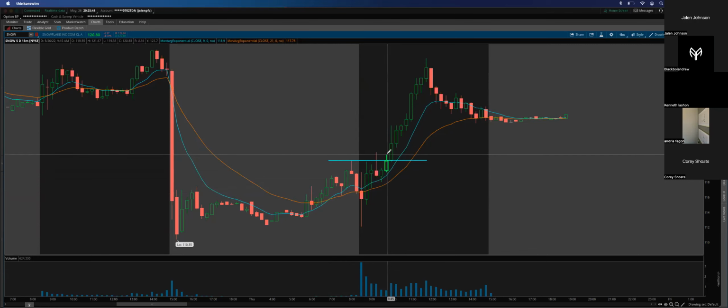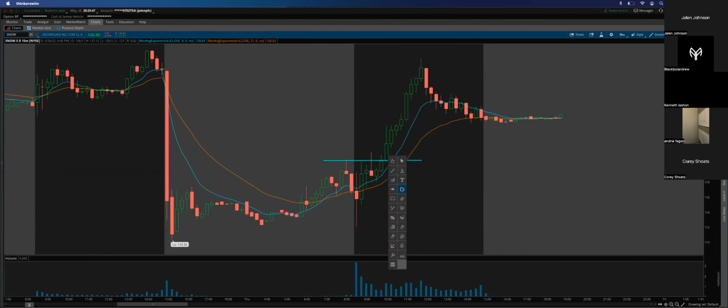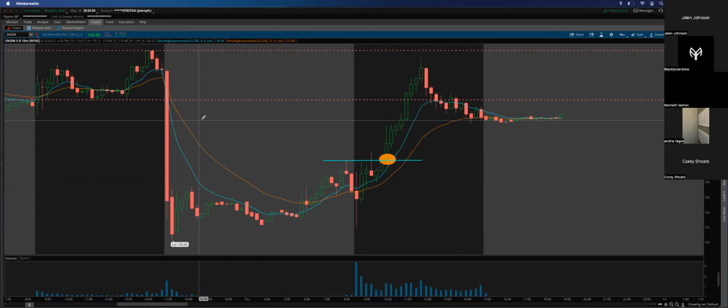We broke that high on this candle. I took calls right around here, and then it held the 9 EMA. My target is right there, which was this right here. That was my first target. This was my second target, that's support. And then there we go, I was able to take profit. I took most of my profits around here.